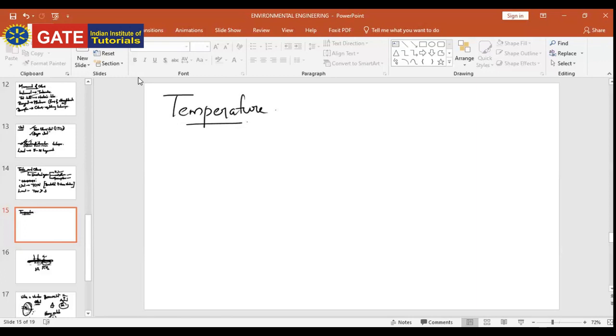So what will happen to the aquatic life in that particular region? They will not be able to survive, right? Why? Because if temperature goes beyond the threshold value, they will die off. So that is one of the major effects of having increased temperature.